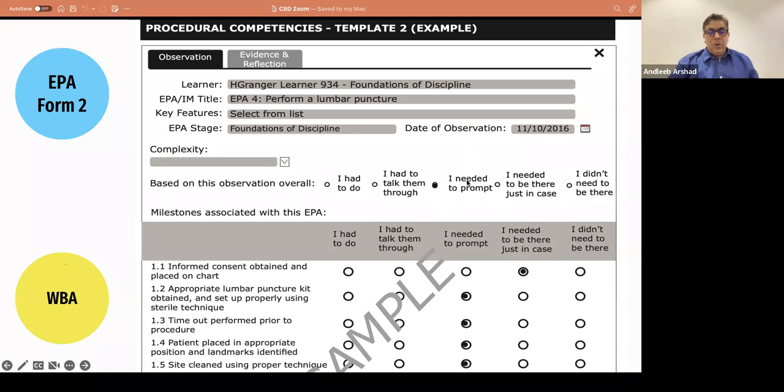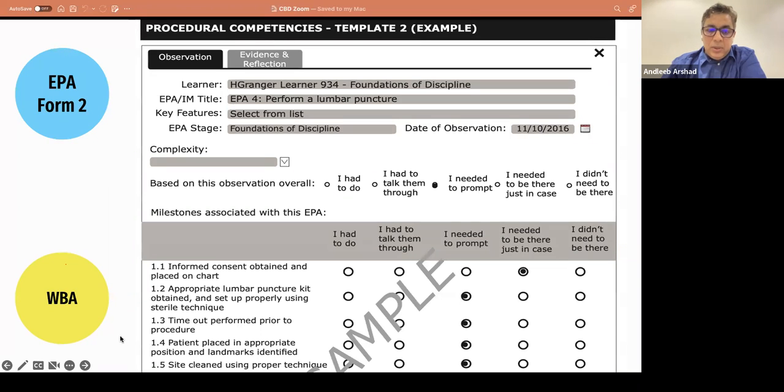Or I needed to prompt. So the resident or the medical student was actually doing the procedure, but still there were times that you had to prompt them. Or I needed to be there just in case. That is a high level of trust. You were just there, but they were doing it all by themselves. Or your trust is so high that I trust them to such a level that I didn't need to be there. Even if I was not in the room, based on what I've seen them doing, I can easily say that this person can do it even if I was not there. So this is a scale based on trust.